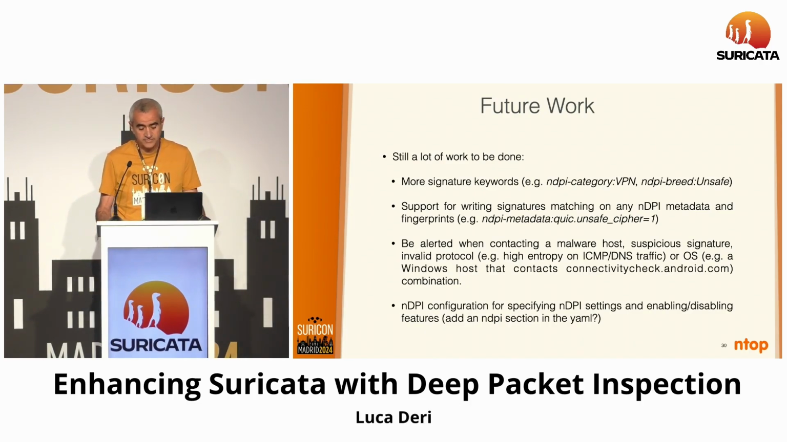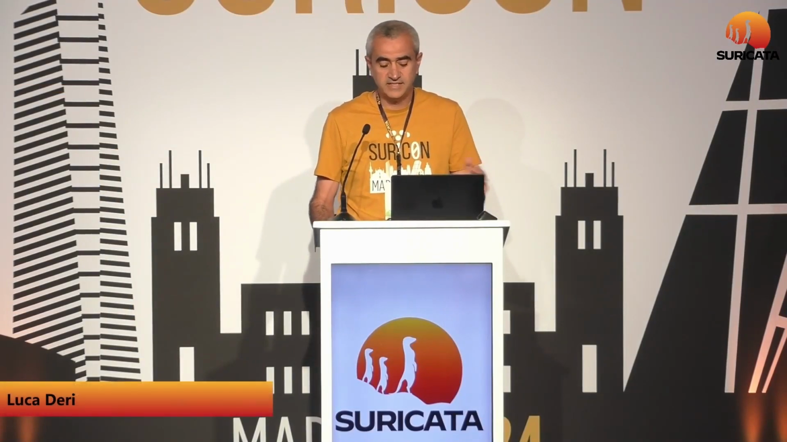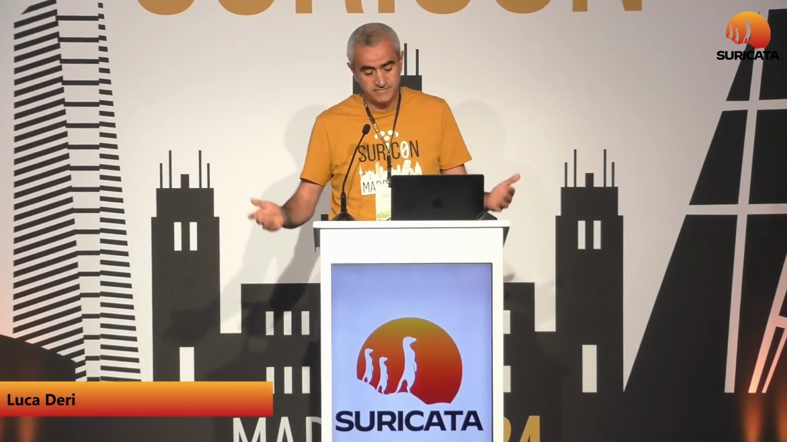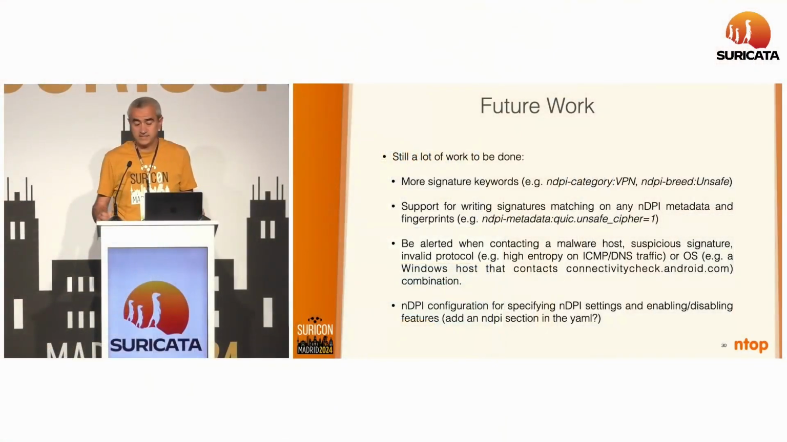So for instance, we need to add more signature words, okay? For instance, the breed. So you can say, if this protocol is not harmful, ignore it, things like that. And we also want to export some metadata and to have something similar to quick and safe cipher equal 1, then whatever.